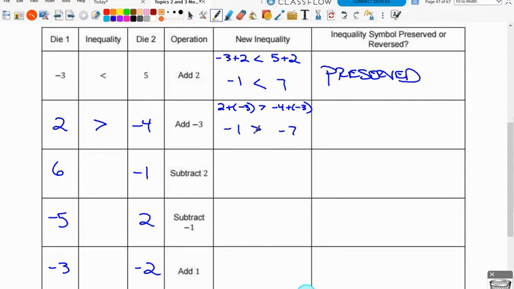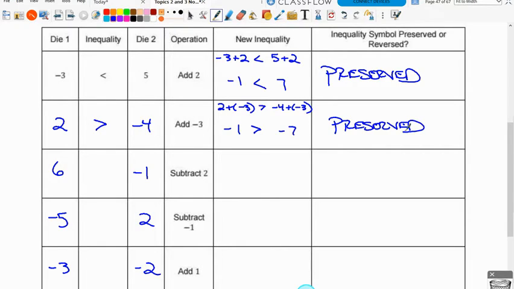-1 is greater than -7. It's further to the right on the number line. So again, my symbol was greater than, it's still greater than, so I preserved the symbol. Adding -3 to both sides preserved the inequality symbol.